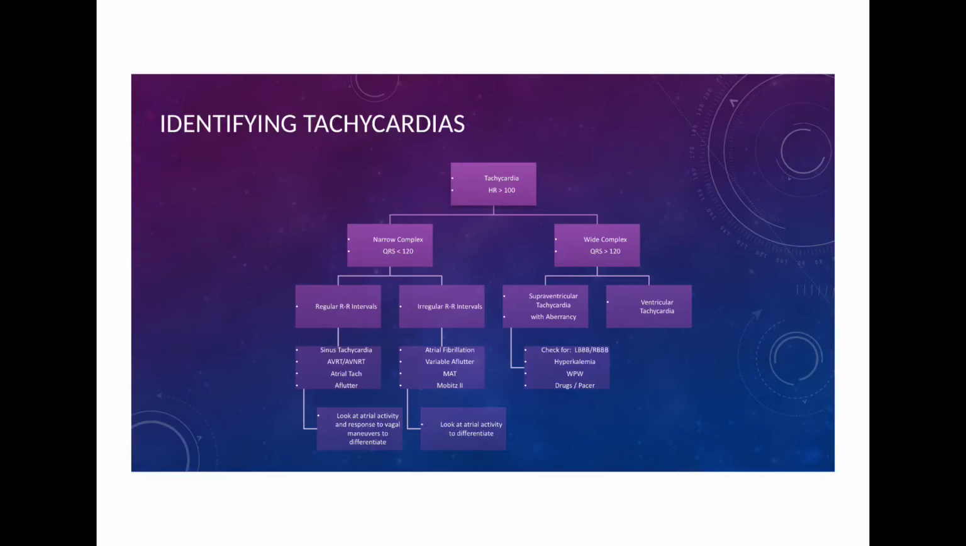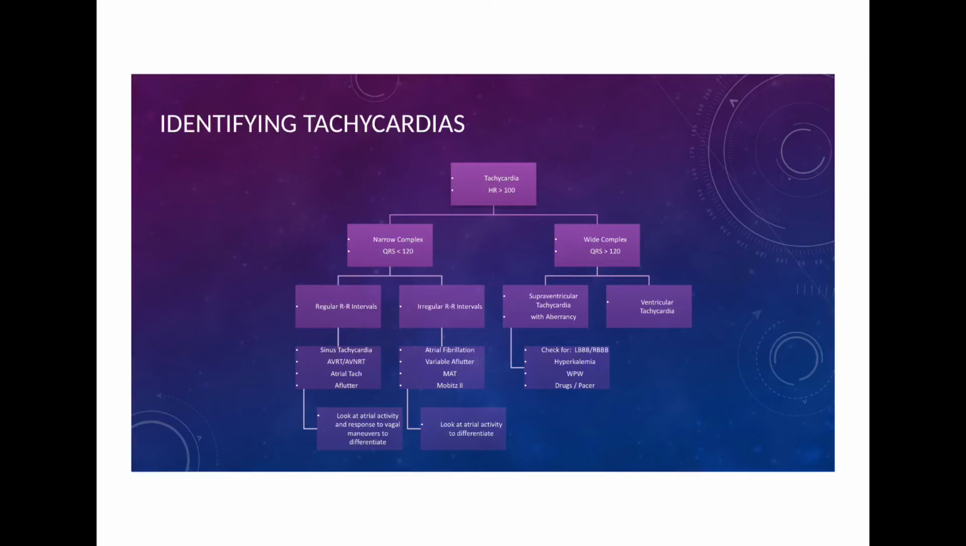If it's irregular, now your differential's slightly different. It's atrial fibrillation, atrial flutter with variable block, something called multifocal atrial tachycardia or MAT, or any rhythm that is also associated with advanced heart block, a Mobitz 2 heart block. And in this case, you're going to be, again, trying to look at the atrial activity to figure out which one it is.